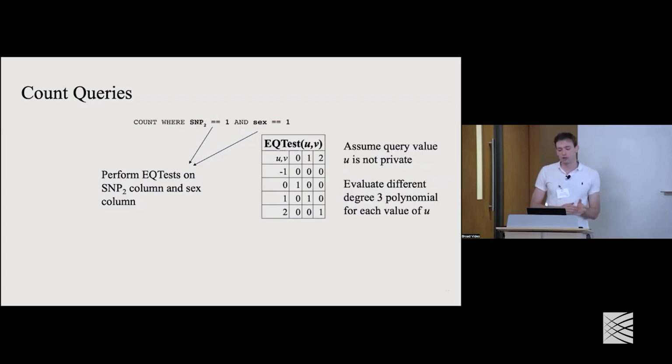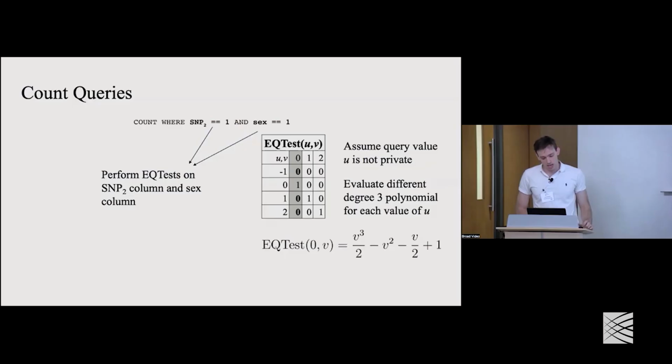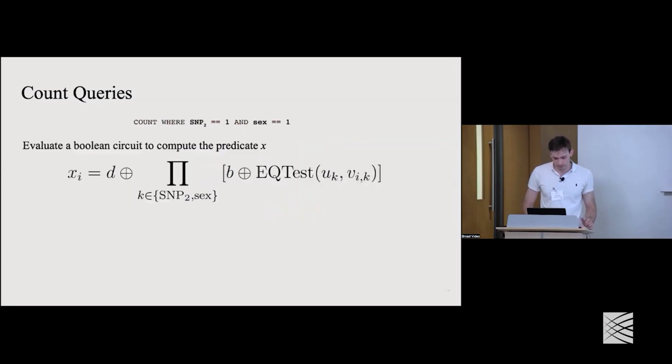We are going to assume that the query value V is not private. The only value that is private is our database entry. So we can just generate 3 different polynomials that evaluate this truth function. And this is how you normally would perform this translation of nonlinear functions into polynomials that you can evaluate homomorphically. So we generate 3 different polynomials depending on what the query value was.